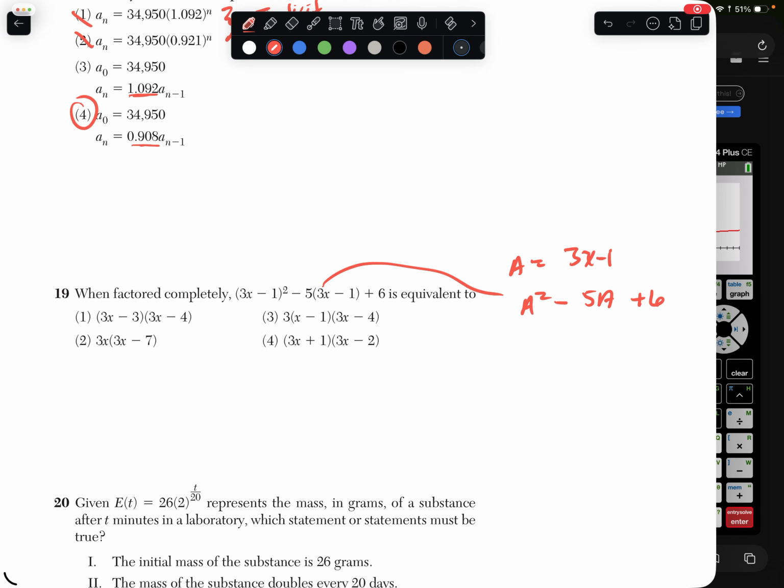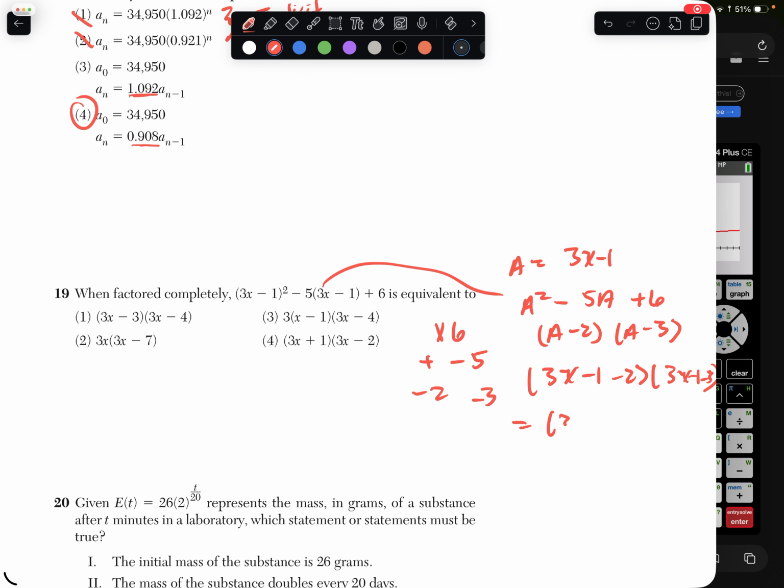Now we have a trinomial here, which is pretty easy to factor. I want to find two numbers that multiply to 6 and add up to -5. So I have 2 and 3, and they're both negative. So then this becomes a minus 2 and then a minus 3. We said that a is equal to 3x minus 1, so I can just plug that back in. So this is 3x minus 1 minus 2 times 3x minus 1 minus 3.